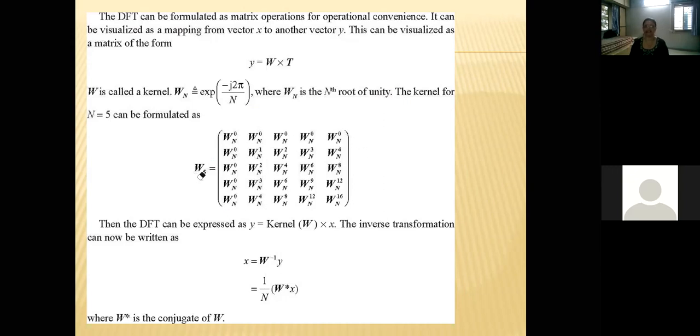Now, if your image size is 4, what is the matrix size obtained? If your image size is 4, your u and x both will vary from 0 to 3. Effectively, the DFT matrix size, the forward transform coefficient matrix size, will be 4 by 4. Because x is varying from 0 to 3, which means there are 4 rows and 4 columns.